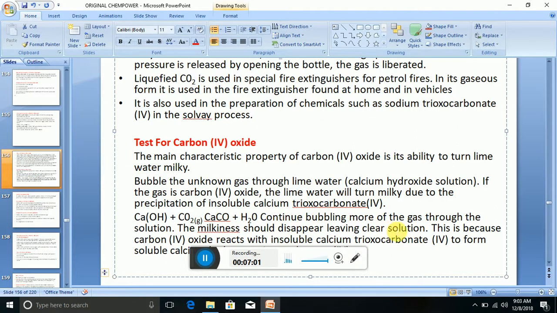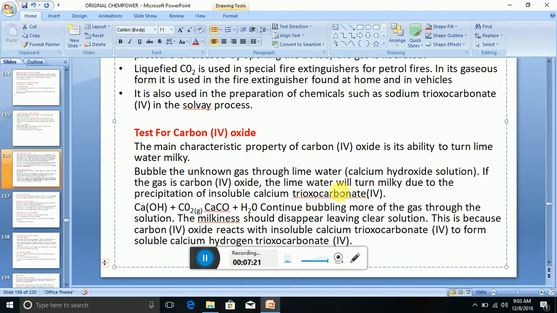Continue bubbling more of the gas through the solution. The milkiness should disappear, leaving a clear solution. This is because carbon (IV) oxide reacts with insoluble calcium trioxocarbonate (IV) to form soluble calcium hydrogen trioxocarbonate (IV).